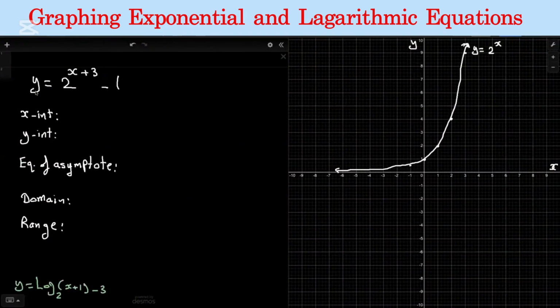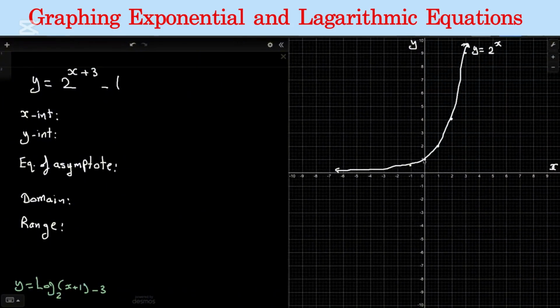So we will start with graphing an exponential function, which is y equals 2 to the power of x plus 3 minus 1. So we could graph this in so many different ways, but I think the best way is to use transformations. The parent graph, y equals 2 to the power of x, looks like this.